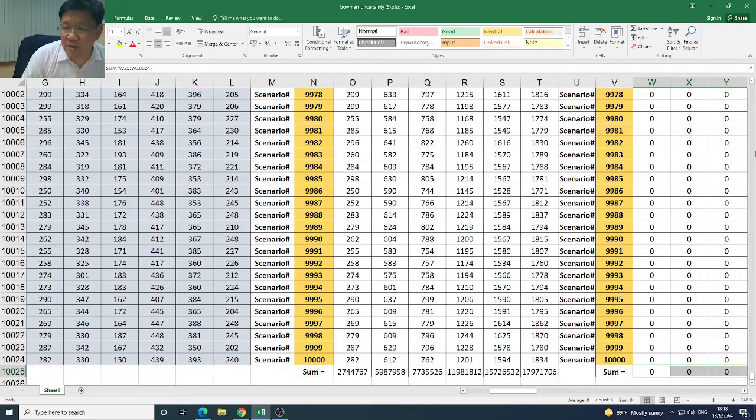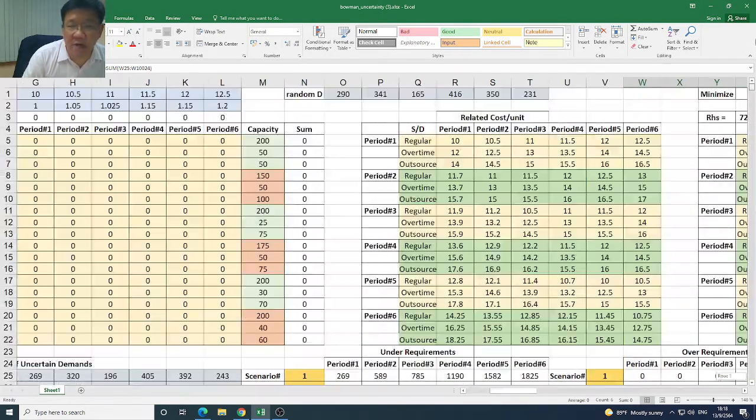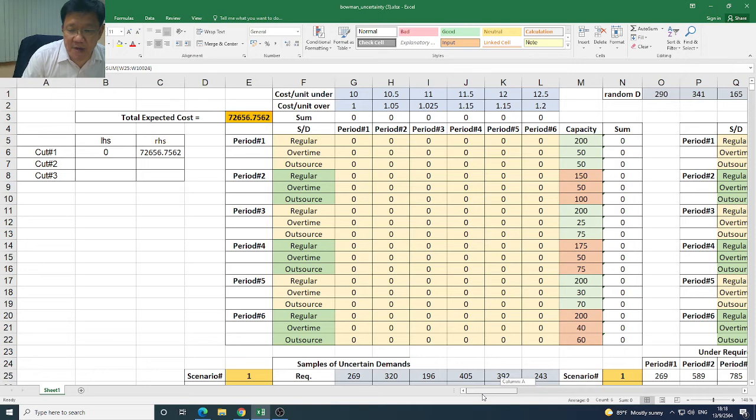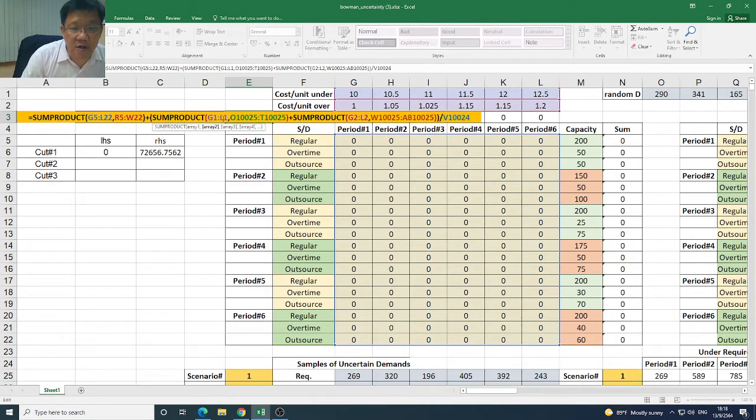So once you find this, you just use this summation. Go back to the formula up here. You just use the summation in line 10,025, in column O, starting at column O to column T, and this one W to AB. And this one uses a sum product of that summation with the cost of under, here G1, and this one is G2 to L2, which is the cost of over. And then you have this sum, you have the abbreviation down here to find it all, and then you need to divide by the number of scenarios.